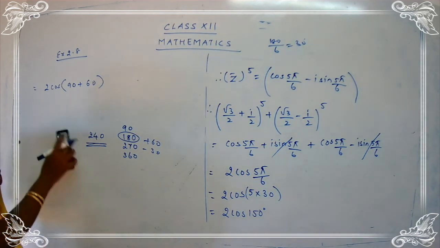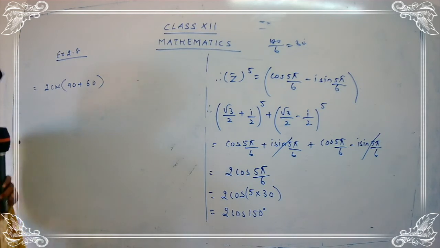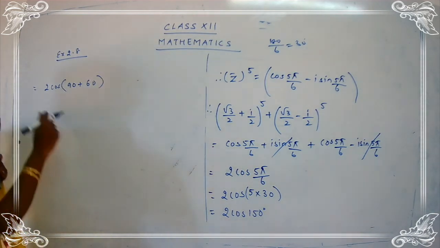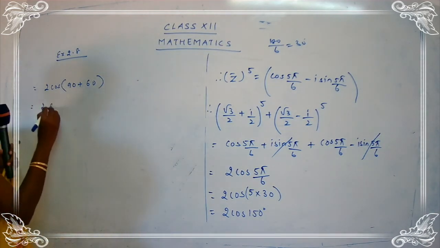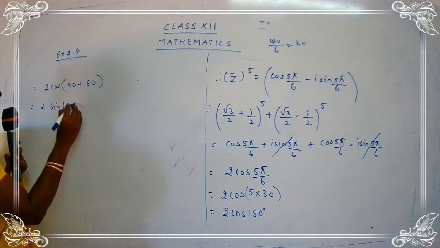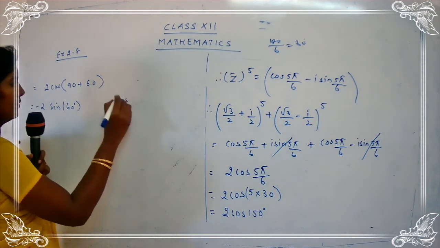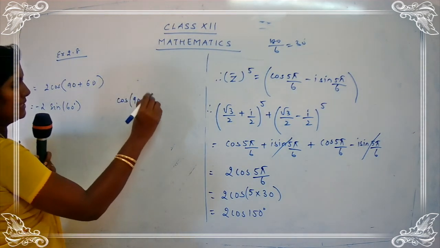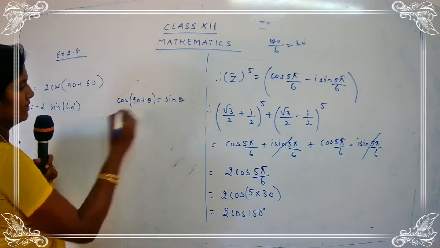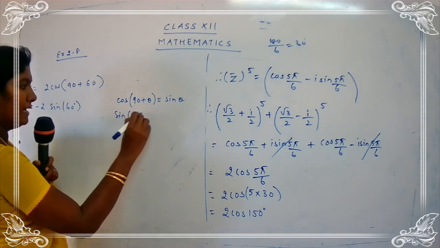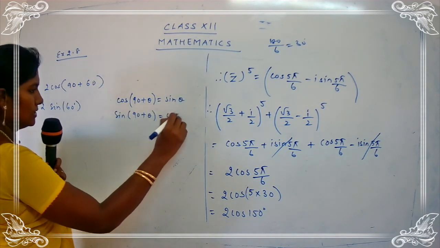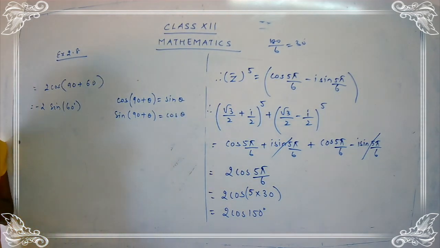So this is equal to cos of 90 plus 60, which gives you sine 60 but with a negative sign. Now why am I writing the minus sign here? Just see, write down this step here: cos 90 plus theta is equal to minus sine theta, and sine 90 plus theta is equal to cos theta. This is a step you have to write down.